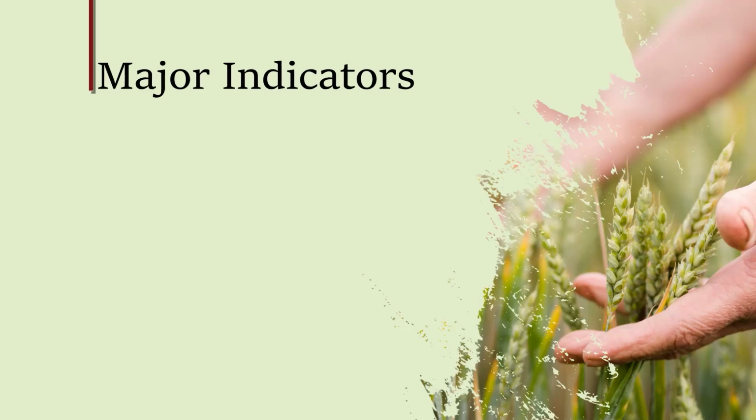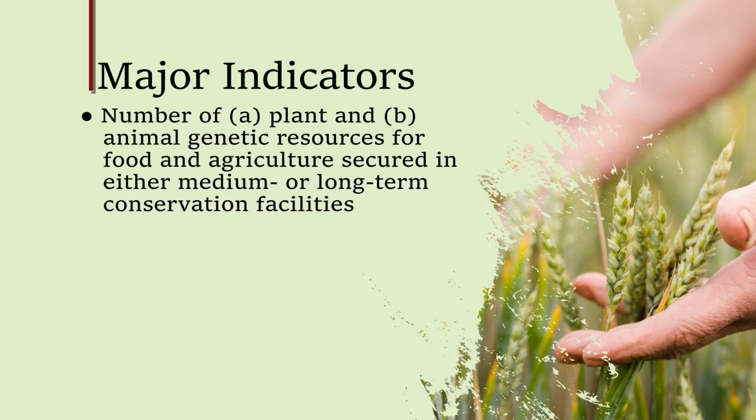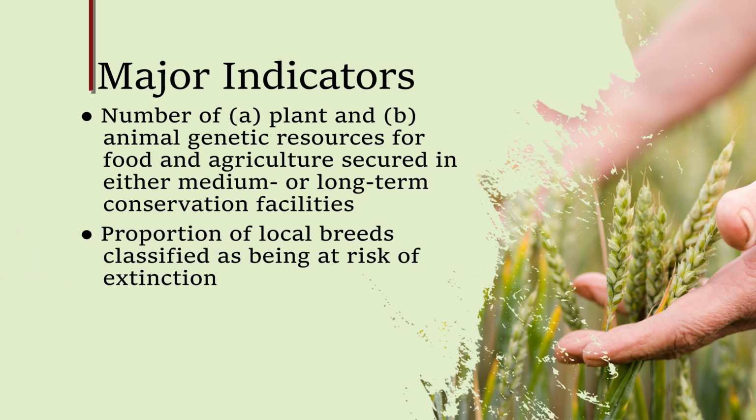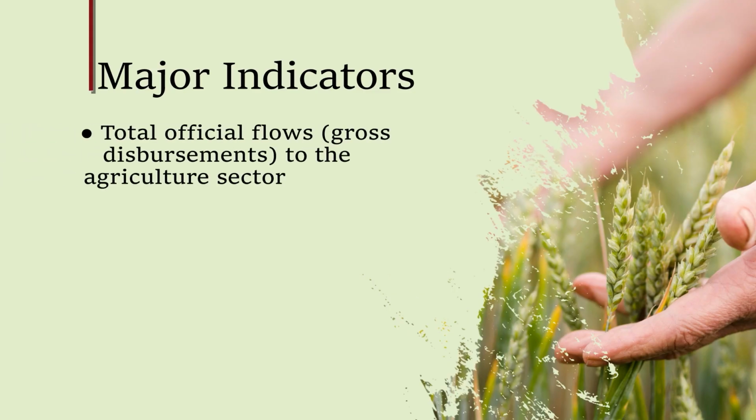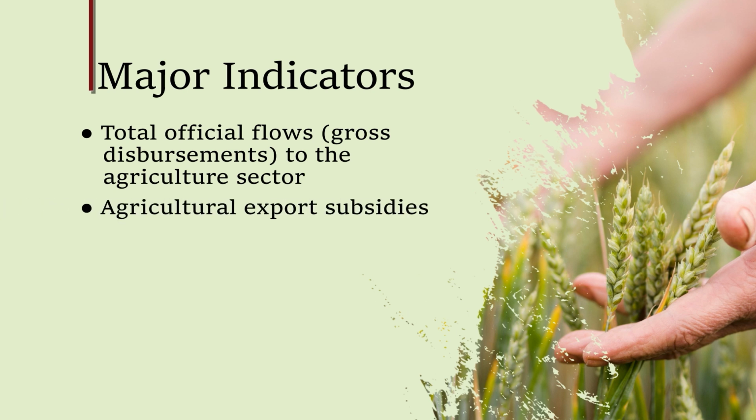More indicators are the number of plant and animal genetic resources for food and agriculture secured in either medium or long-term conservation facilities, and the proportion of local breeds classified as being at risk of extinction. When we look into expenditure, the indicator is the agricultural orientation index for government expenditure. When we talk about fund assistance, the indicator is total official flow, gross disbursement to the agriculture sector. On export, it is agricultural export subsidies, and on food price, it is the indicator of food price anomalies. These are the major indicators.